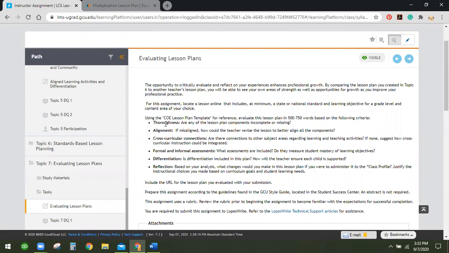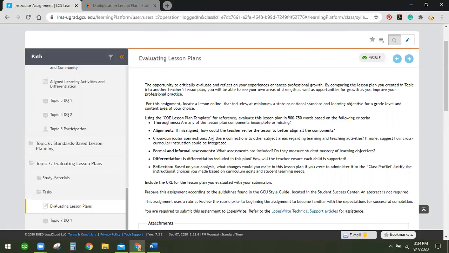So after you look at the thoroughness to see if there's any lesson plan components that are incomplete or missing, you'll look at the alignment. If it's misaligned, how could the teacher revise and better align all the components? If it's aligned, explain why it's aligned here. What do you see and how do you see alignment?